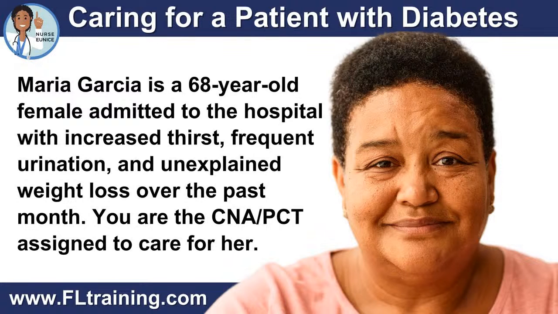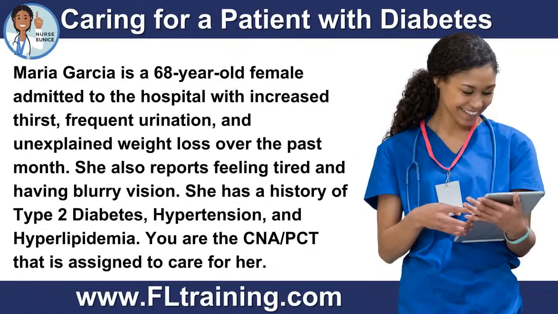All right, and so here is our lead-in, everybody. Maria Garcia is a 68-year-old female admitted to the hospital with increased thirst, frequent urination, and unexplained weight loss over the past month. So we call that polydipsia and polyuria. She's urinating and drinking way more than she normally would. Those are signs of uncontrolled diabetes.